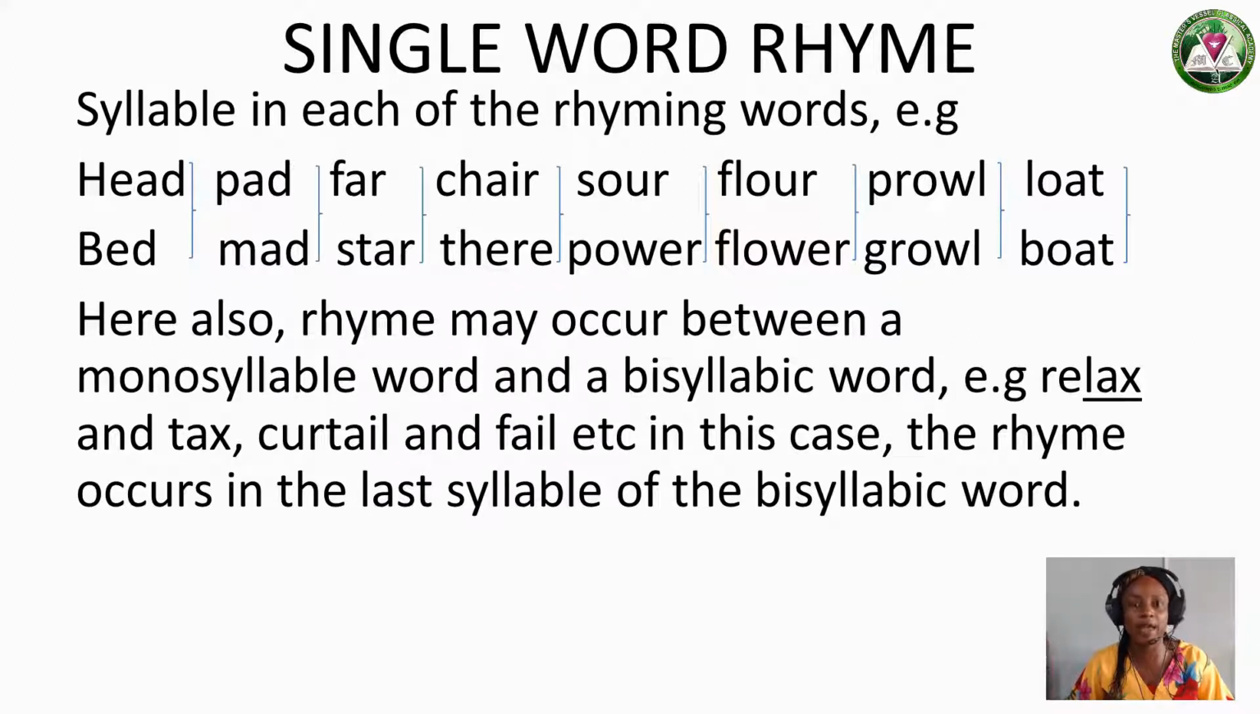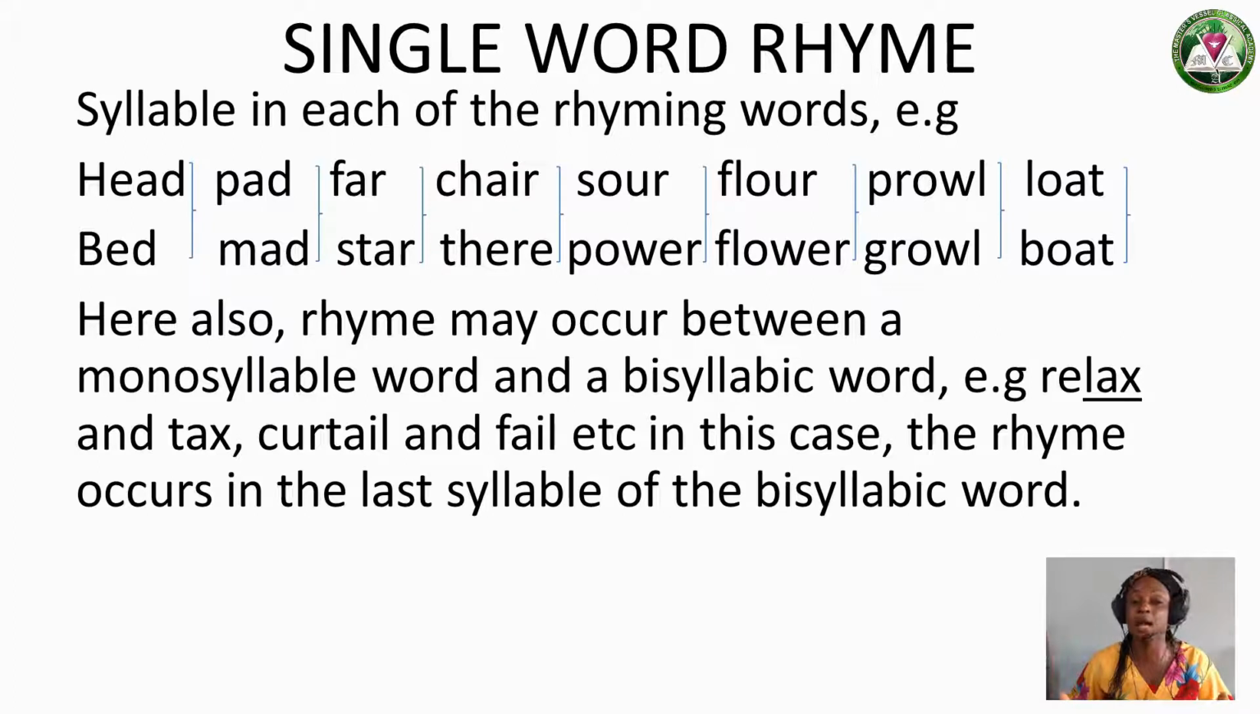Chair rhymes with there. If you look at the transcription, you will see that A-I-R and E-R-E have the same transcription. We have sa and pa, we have fla and fla, we have prowl and growl, and we have loat and boat. Here also, rhyme may occur. That is single word rhyme.